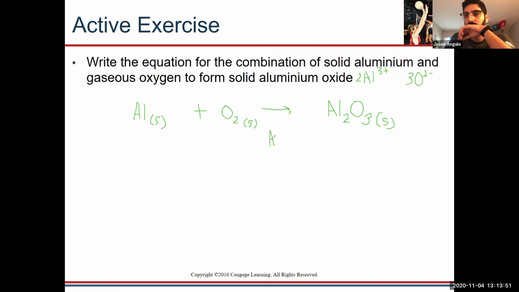No, not yet. Okay. So, how many Als do I have on my reactant side? Just 1. How many oxygens do I have on my reactant side? 2. How many Als do I have on my product side? 2. How many oxygens do I have on my product side? 3. Okay, so it's obviously not balanced. So what do I need to do to balance it?